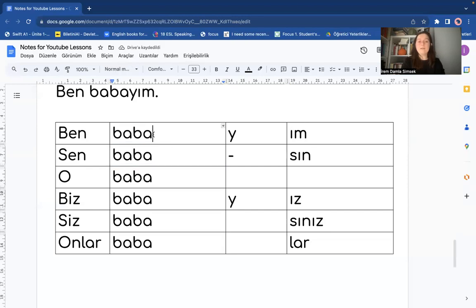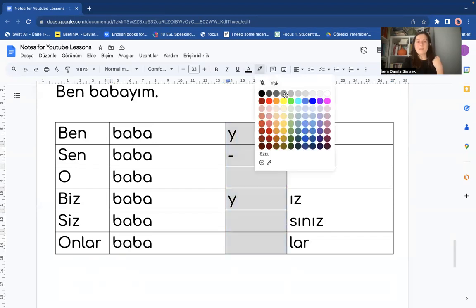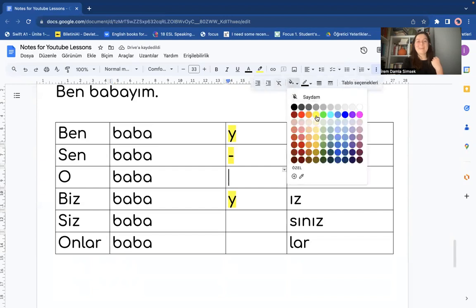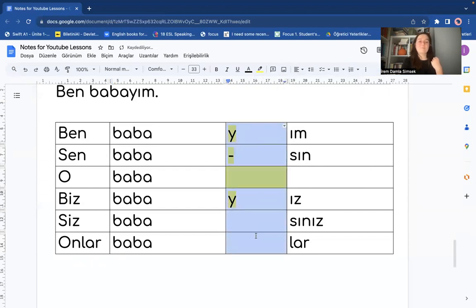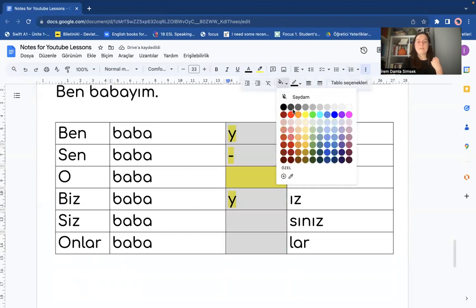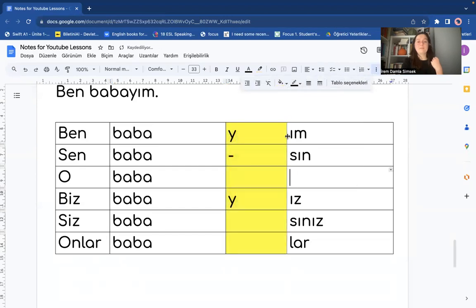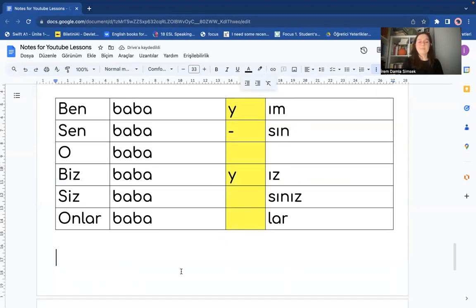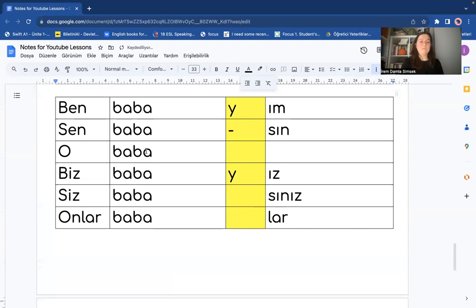As you see, "baba" ends with a vowel, and the suffixes of first person singular and first person plural start with a vowel. That's why we need a connector sound. That's why we have this Y here. Now, I wasn't planning to do that. Let's fix it. Sometimes I do that. So that's the reason why we have these Y's. Let's write another example.